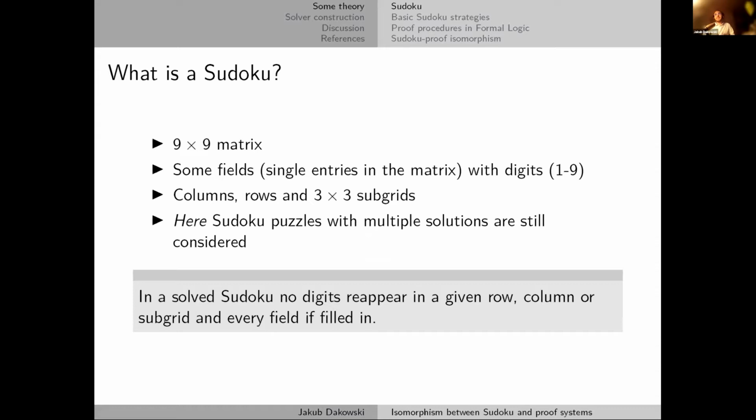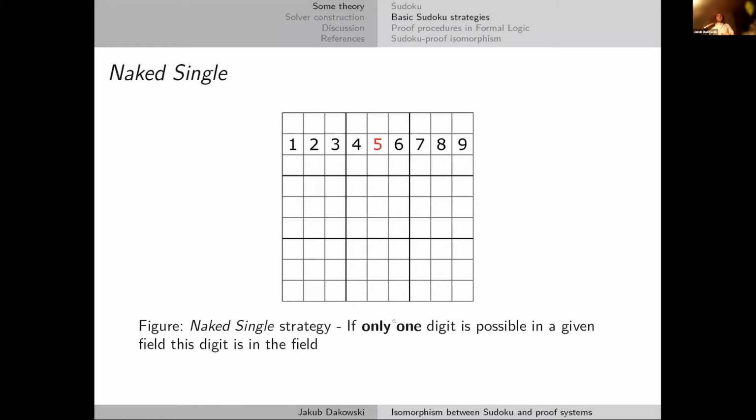An important distinction is that multiple papers actually consider only Sudokus that have one solution. I am not using that limitation here. Every Sudoku that has at least one solution is considered. So now, how do we solve Sudokus? Basically, we have this set of strategies, which are methods of transforming Sudokus into different solvable Sudokus. Two of the most trivial ones are naked single.